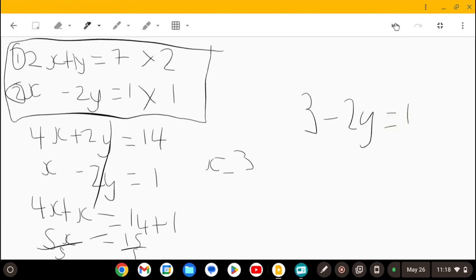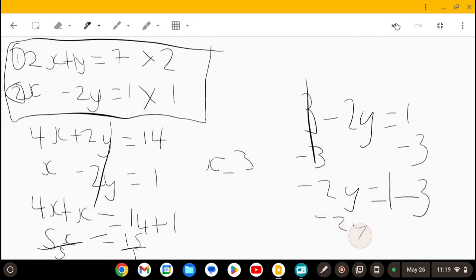So we need to get rid of what's beside the term, which is minus 2y, which is this 3 here. To do that, we need to do the opposite of positive 3, which is to just minus 3 from both sides in order to get rid of the 3 here. So we're going to be left with minus 2y is equal to 1 minus 3. So minus 2y is just going to be equal to minus 2, and to get y by itself, we divide both sides by negative 2, which means that y is just 1.